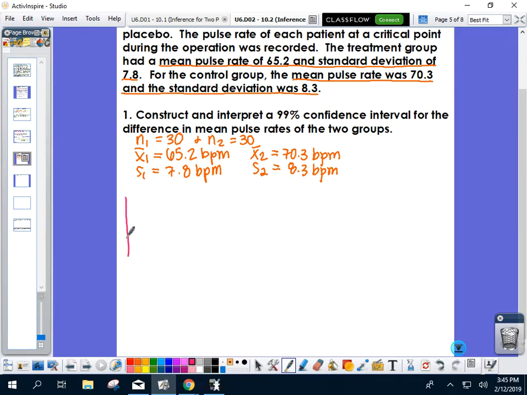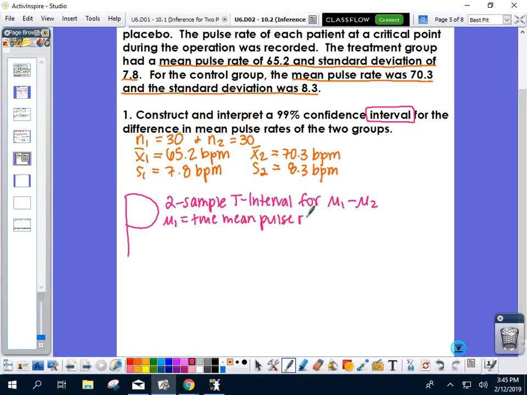All right, starting with the P. For intervals, remember, all we have to do is label the parameters and state the procedure. So this will be called a 2 sample t interval because there are 2 samples, beta blockers and placebo group. For mu1 minus mu2, where mu1 is the true mean pulse rate of, since my x bar 1 came from the treatment group, we're going to say heart surgery patients receiving a beta blocker.